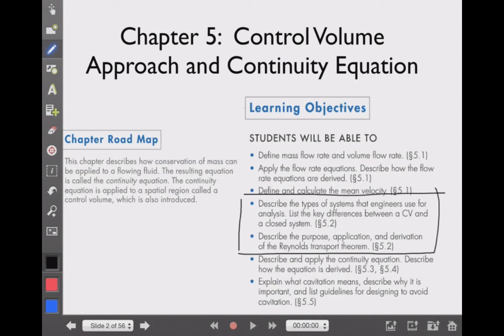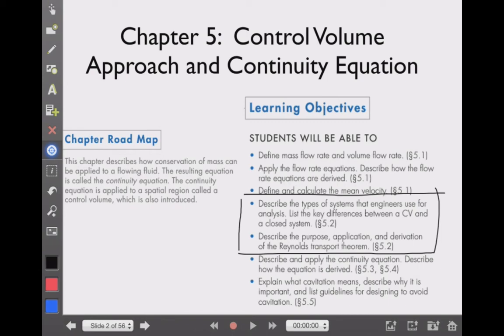We're going to describe first the types of systems that engineers use for analysis. Basically, we're going to have a discussion of closed and open systems, and we're going to list the differences between a control volume approach and a closed system approach. The CV, or control volume approach, is an Eulerian approach, and the closed system approach is the Lagrangian approach.